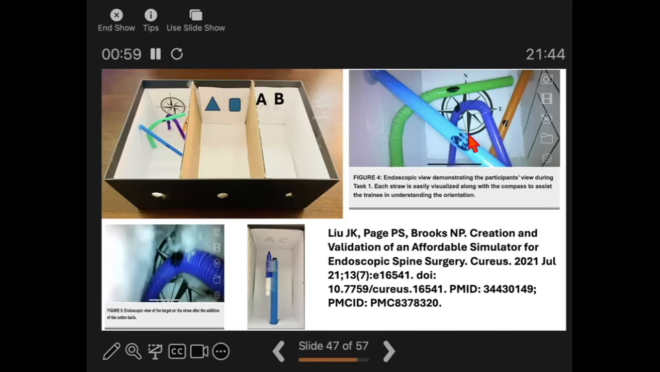So with this one can learn hand-eye coordination. The next exercise is that the cotton ball is taken and should touch these black points on the straw. This also will give us hand-eye coordination.